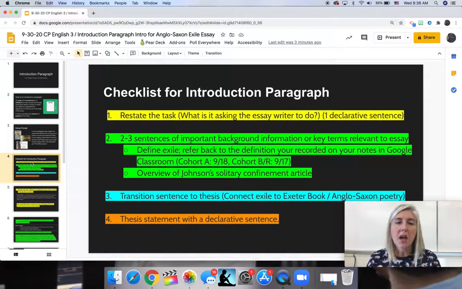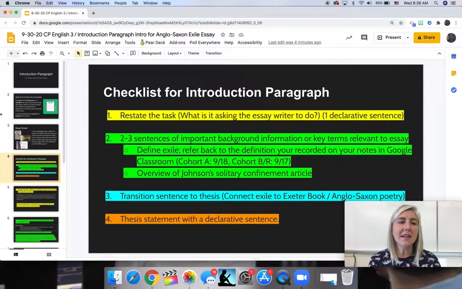Number 2, I'm going to recommend putting 2 to 3 sentences of important background information or key terms relevant to the essay. In this case, I need to talk about what exile is, and you do have a definition that you recorded in your notes on those specific dates in Google Classroom that you can go back and refer to. And you also need to give some overview of Kevin Johnson's solitary confinement article that we read.